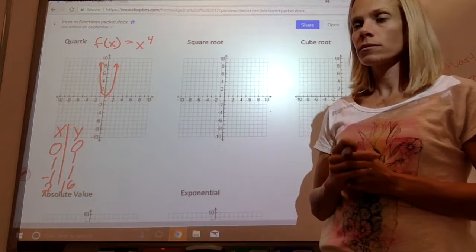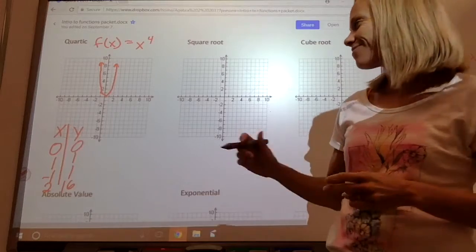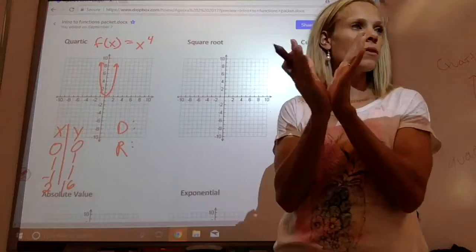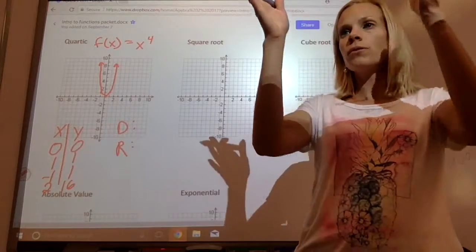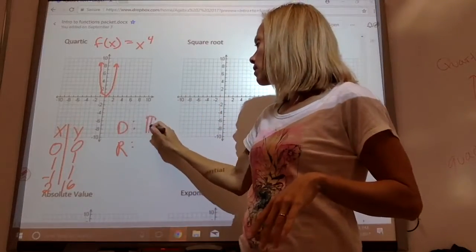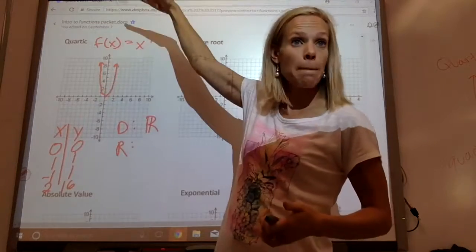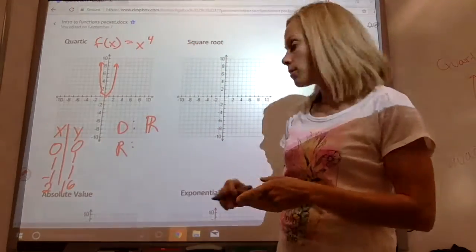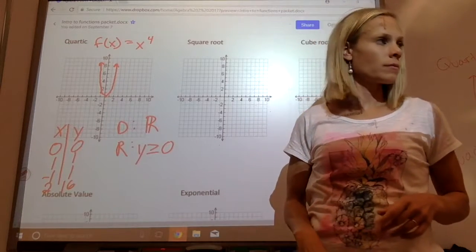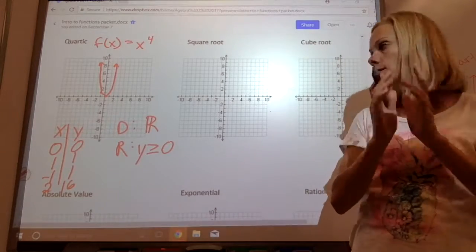What's the domain and range for the last one? All real numbers for both. Okay, so this domain and range is going to be very similar to the quadratic because they look the same. I'm slowly going left and right forever, so all real numbers. But again, the range is distinct because I'm starting at 0 and only getting bigger. So my range would be y is greater than or equal to 0. Right, just like the parabola, so I'm only going up.